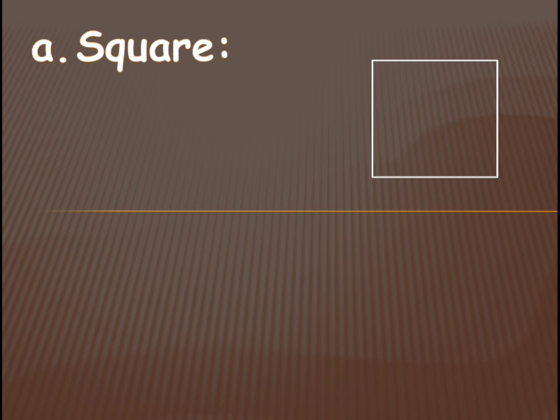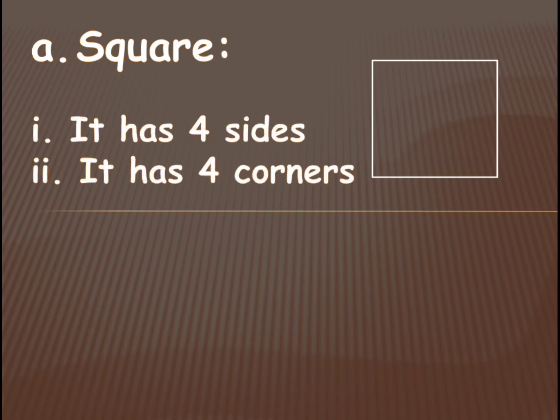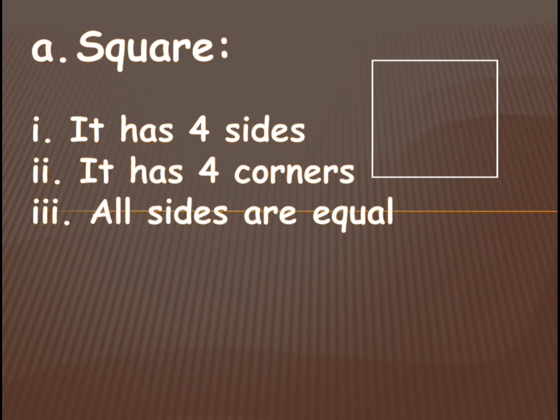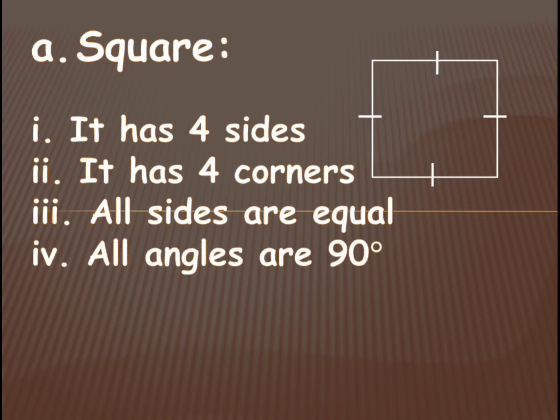So for this you can simply say that it has four sides and it has four corners. And what else? You can say that all sides are equal. Okay, that means if one side is 2 centimeters, the other three sides are also 2 centimeters. If one side is 8 centimeters, the other three sides are also 8 centimeters. So all four sides will be equal. And also all the angles are equal and they measure 90 degrees. Okay, all the angles are 90 degrees, all are same, no? So they are equal and they measure 90 degrees.